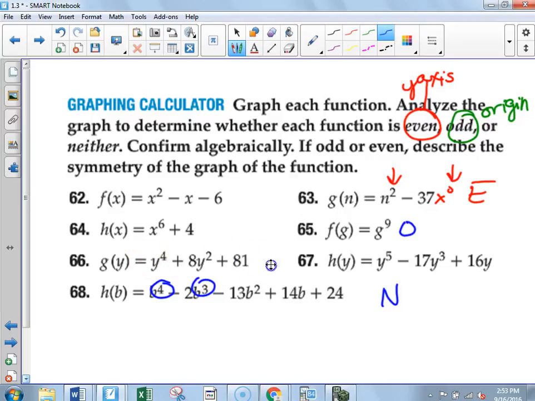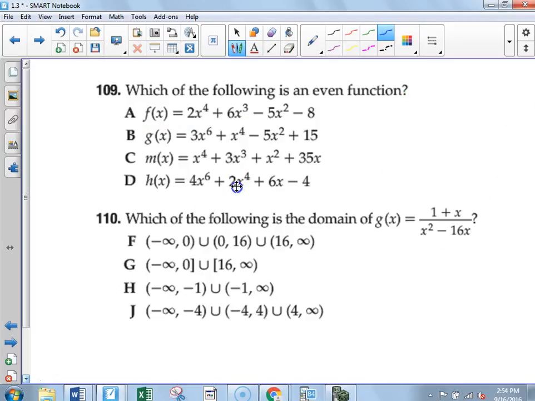What about this one, is it even or odd, 66? Yes, this is even. 62, what do you think? X by itself is x to the first power, right? So it has even and odd exponent powers, so this one is a neither as well. All right, just a quick review of that. Can you look at this one? Tell me which one you think is an even function.